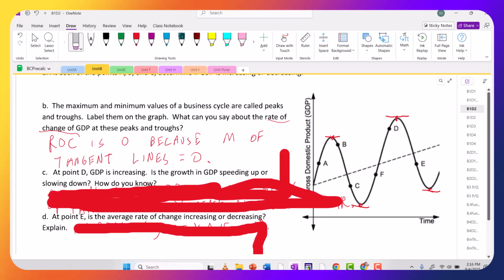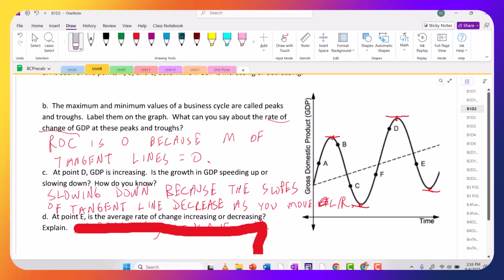See that? Right. At point D, GDP is increasing. Yeah, D is on an increasing part of the graph. But here we go. Is the growth in GDP speeding up or slowing down? Let's see if you know the answer first, then I'll tell you why you should know it. Speeding up or slowing down, you have to choose one. 3, 2, 1, go. You are correct because we talked about it yesterday. Why? What's the concavity? Down. That's what we did yesterday.